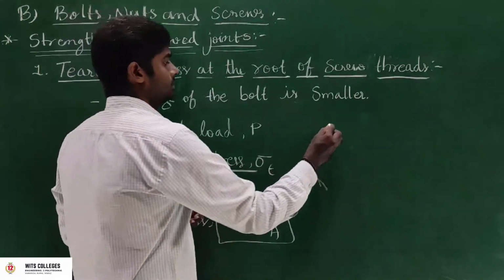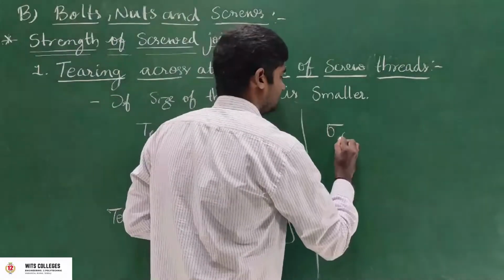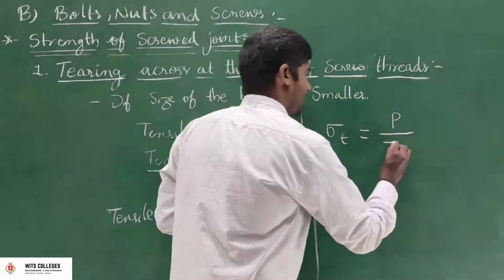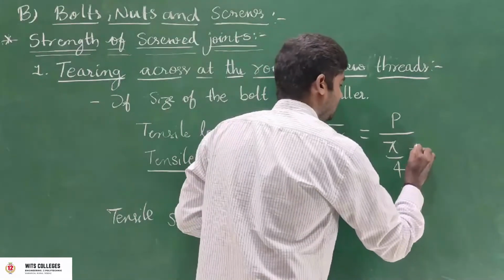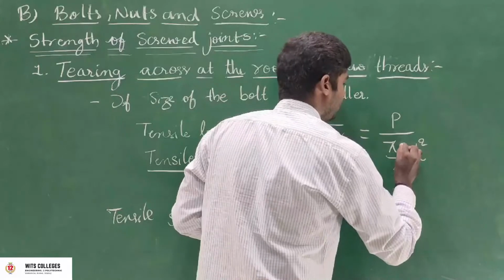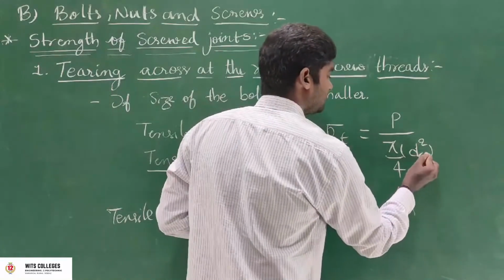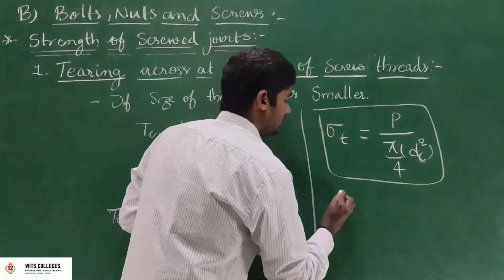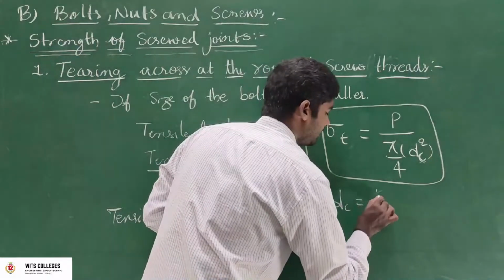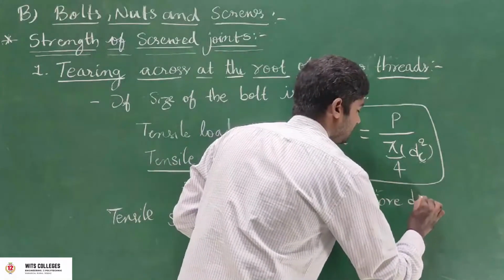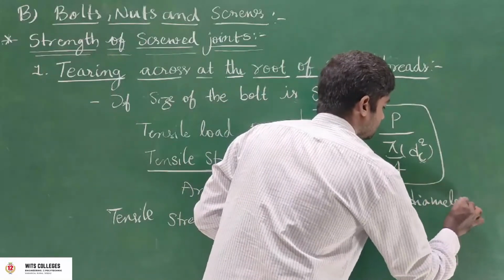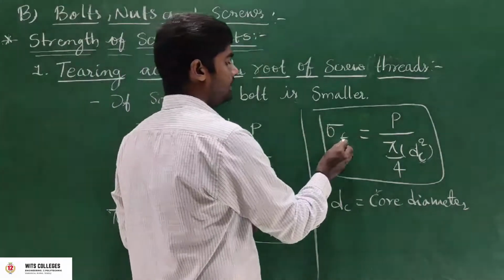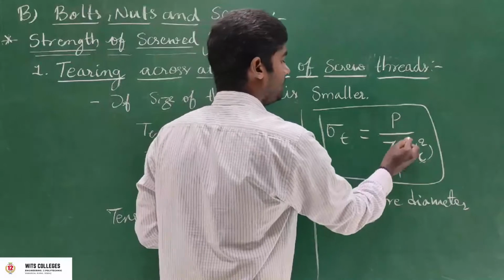Sigma T is equal to P by the area of the hole, pi by 4 dc square. Pi by 4 dc square, where dc is the core diameter of the hole. Using this, we find out the tensile stress is equal to P by A.